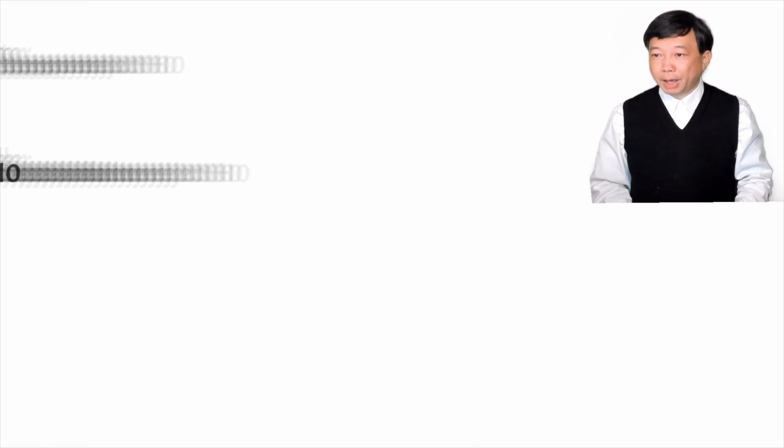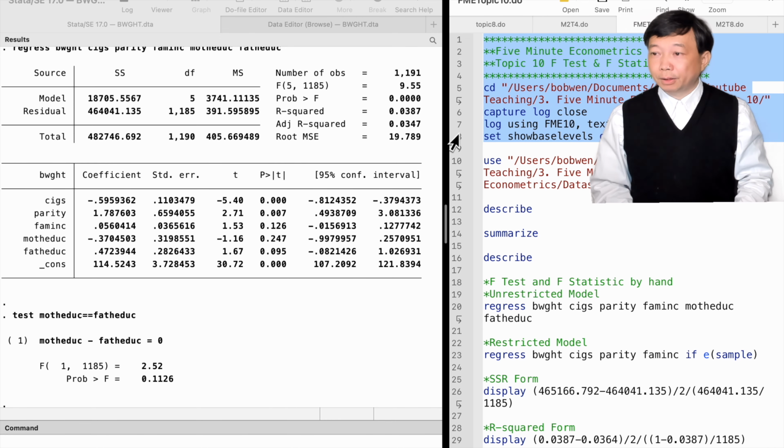Let's compute the F statistic by hand using the formula.